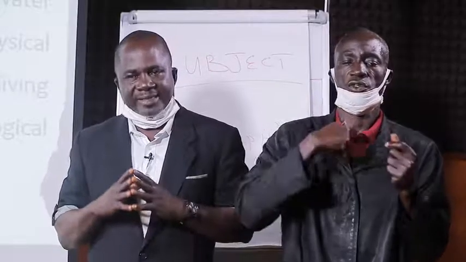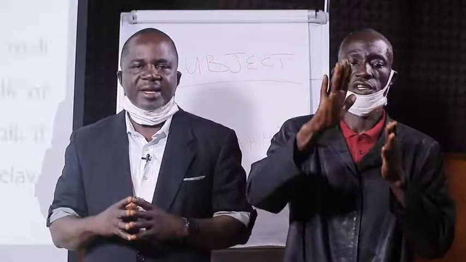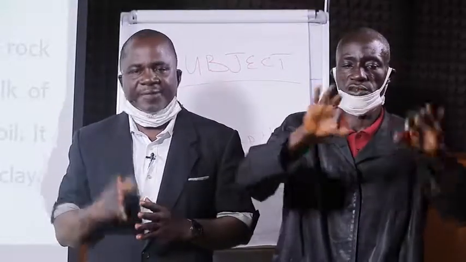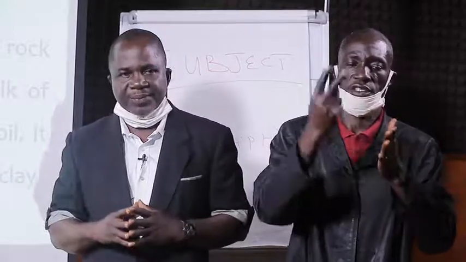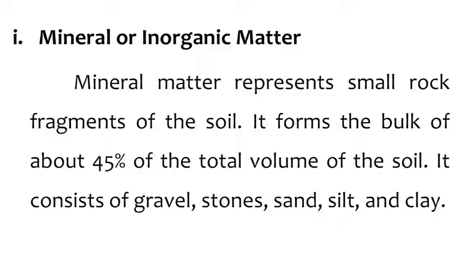We are going to look at these 5 major components and the importance, effects they have on agriculture. First, we are starting with minerals or inorganic matter. Minerals matters represent small rock fragments of the soil. It forms the bulk of about 45% of the total volume of the soil. And it consists of gravels, stones, sand, silt, and clay.